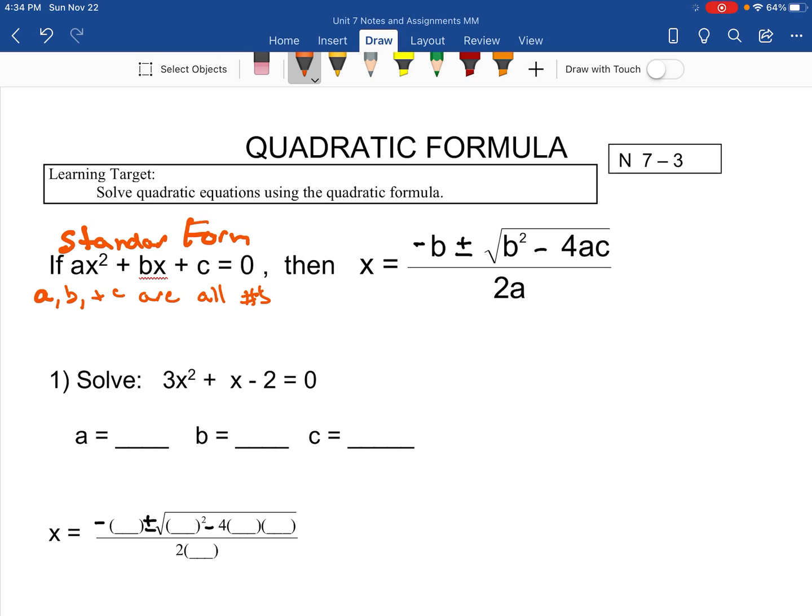Okay, and here is the formula. Hopefully the quadratic formula looks familiar. Negative b plus or minus the square root of b squared minus 4 times a times c, all over 2 times a. Okay, so the best way to get good at the quadratic formula is practice, practice, practice.